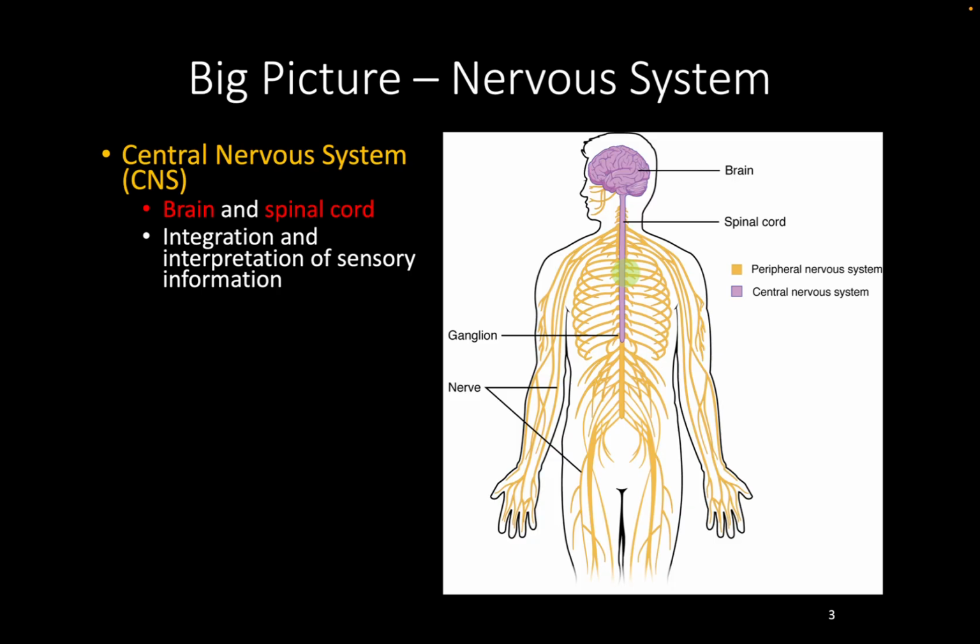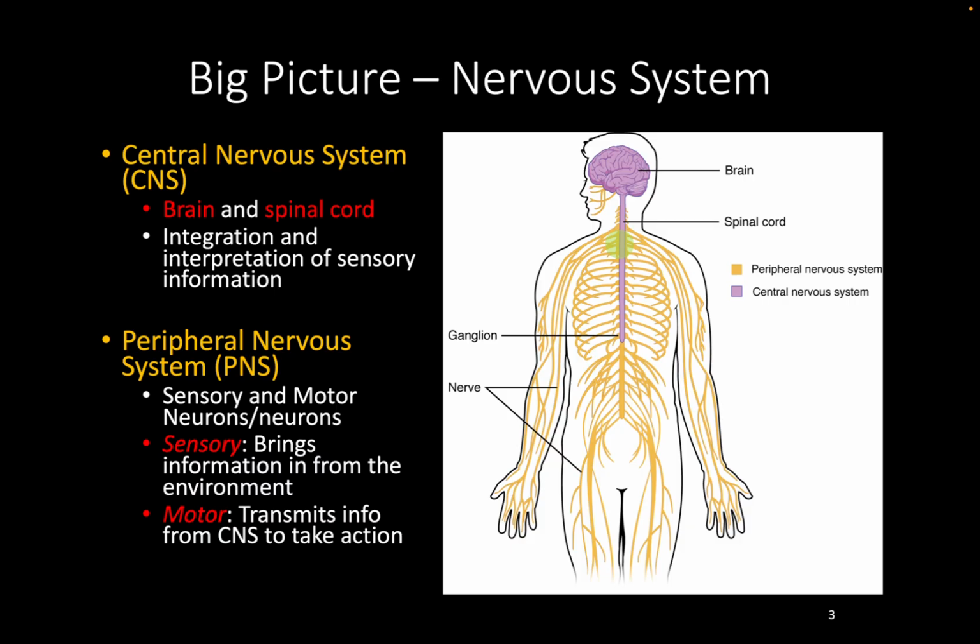And generally, what we say is the central nervous system is in charge of integrating and interpreting all of this sensory information that the body has to process every second of every day, right? So our body is consistently receiving input and the body needs to kind of make sense of that. So that would occur either in the brain or in the spinal cord.